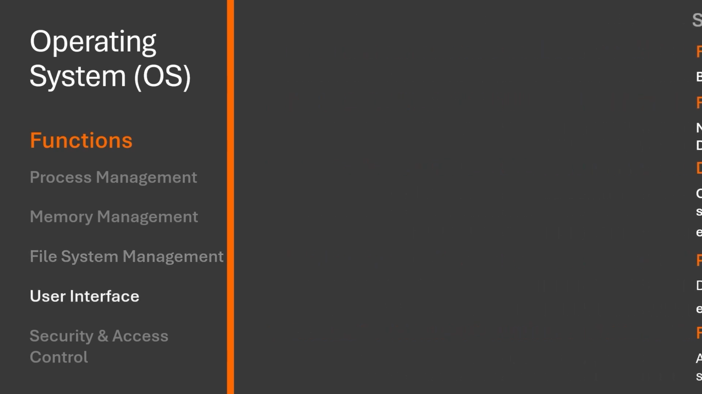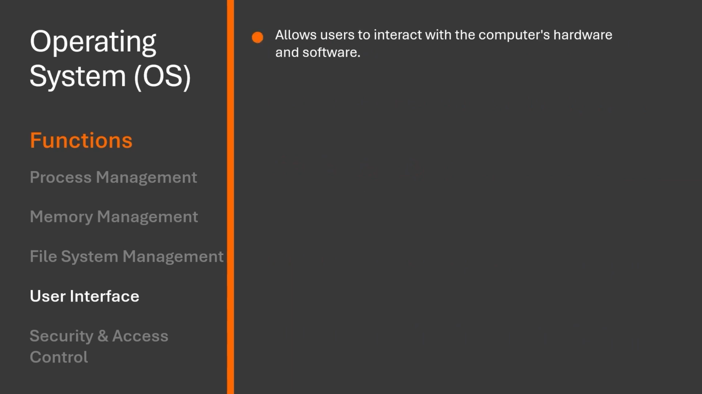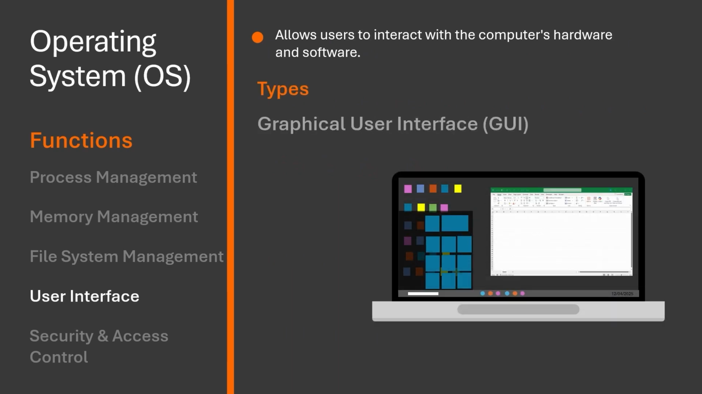Then we have the user interface. In the context of the operating system, the user interface or UI allows users to interact with the computer's hardware and software. Let's look at the different types of UIs. We have the graphical user interface or GUI. A graphical user interface allows users to interact with the computer through graphical elements such as windows, icons, menus, and buttons. So for example, we have the Windows OS, macOS, and Linux distributions with GUIs such as Ubuntu.